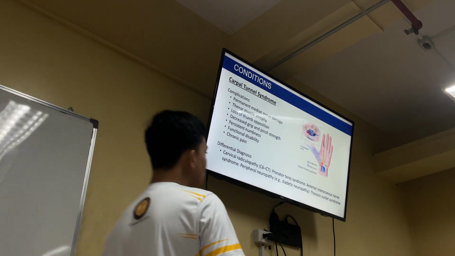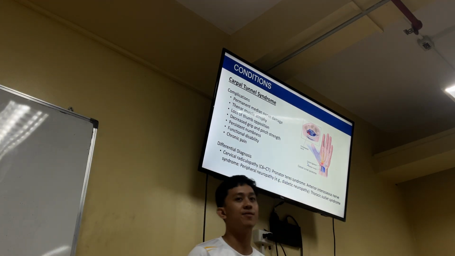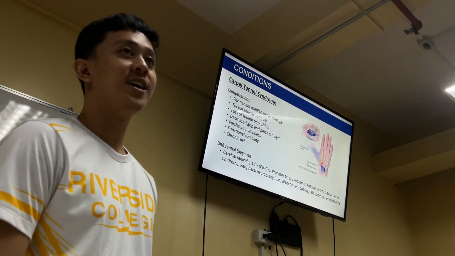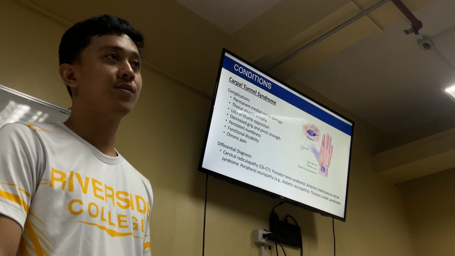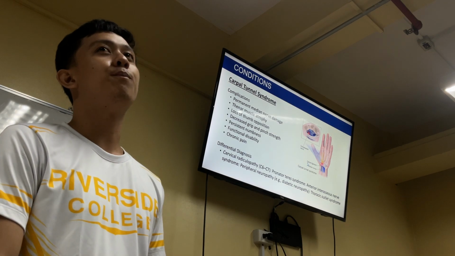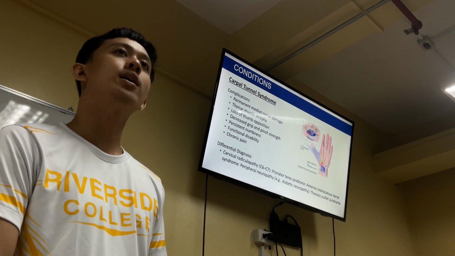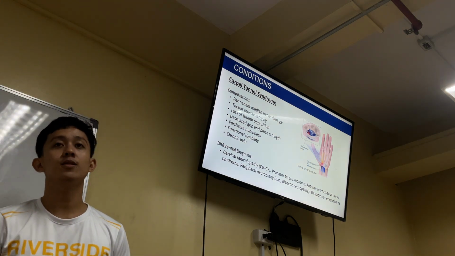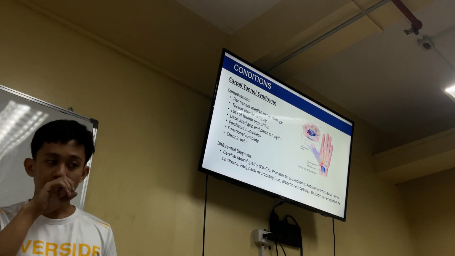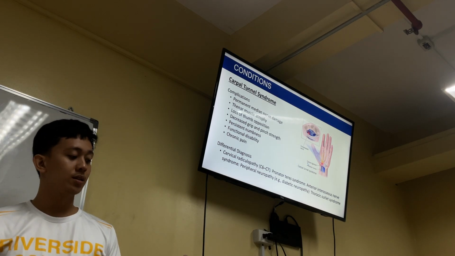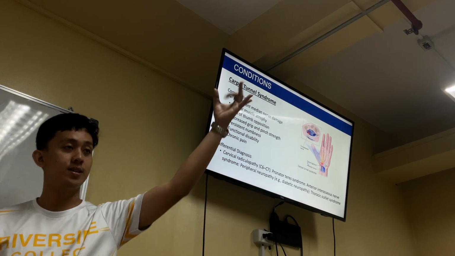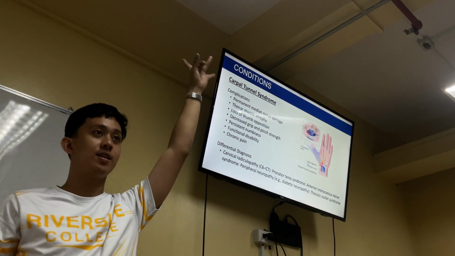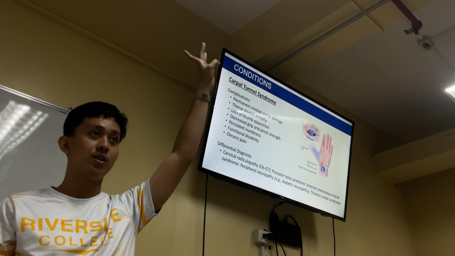Cervical radiculopathy, specifically C6 to C7. Cervical radiculopathy. The median nerve is a branch from C5 to T1. But in cervical radiculopathy, it's because of the distribution C6, C7, right? Cervical radiculopathy.